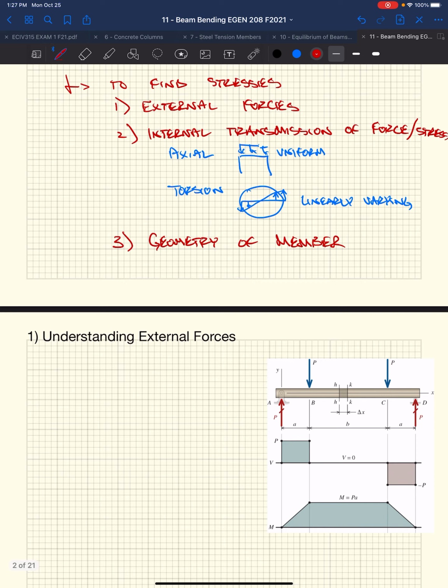Okay. So we have to find stresses. We need to know first our external forces. We then take those external forces, figure out our internal forces or stresses and how those are distributed across the cross section. And then when we know those internal forces, we need to know the geometry, the area. Stress is force over an area. And so then we can finally get our stresses.